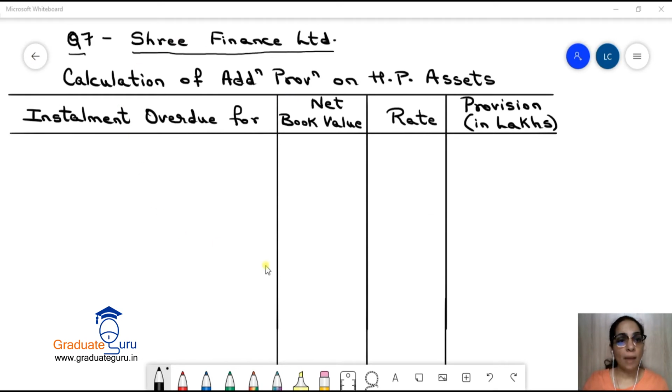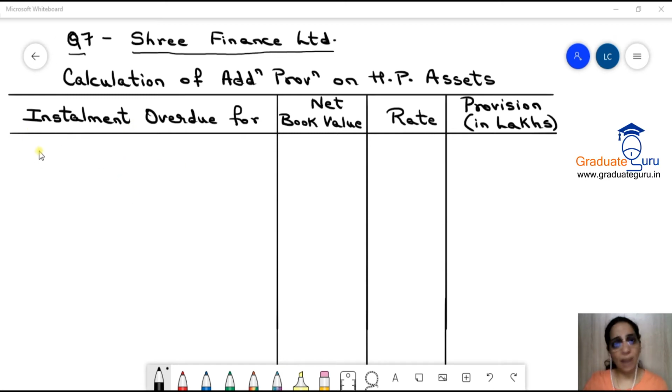So we have a format over here. I've made the format. Okay, we are calculating additional provision on hire purchase assets. पहले हम देखेंगे installment is overdue for how much months. तो यहाँ पर हम वो asset के नाम भी लिख देंगे, जो भी electronic items है वो. Then we'll see the net book value again, which is given to us in the sum, which I said net asset value या net book value is the same. Rate हम लिखेंगे from what we already saw in the table, and then we'll calculate our provision.